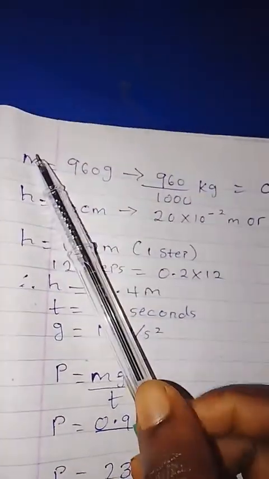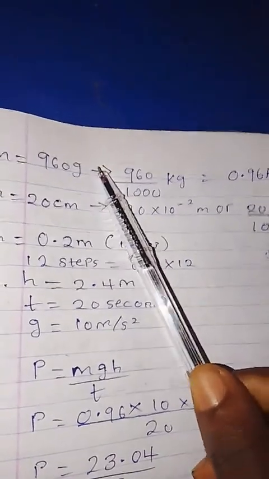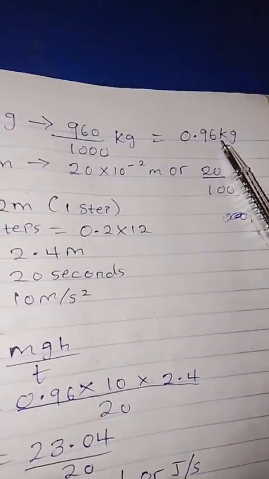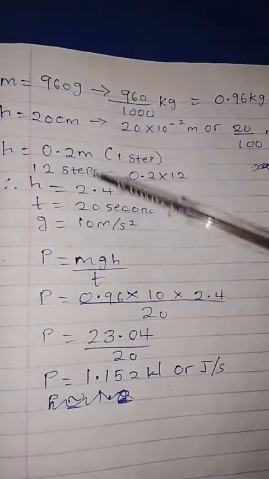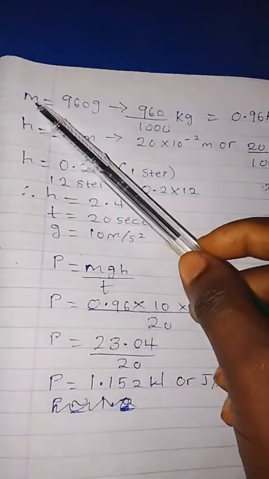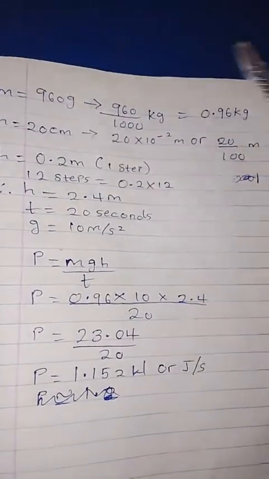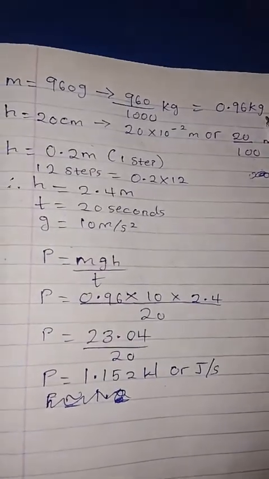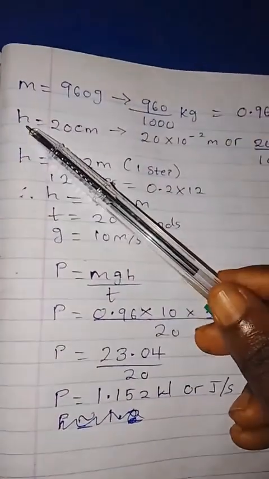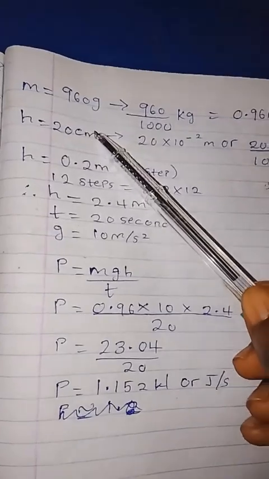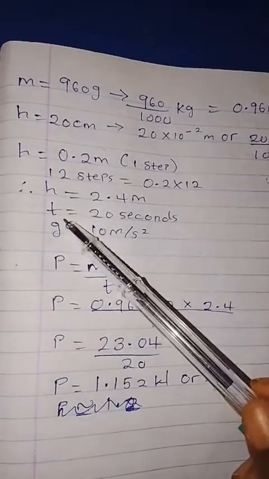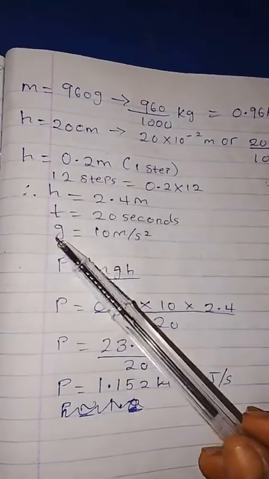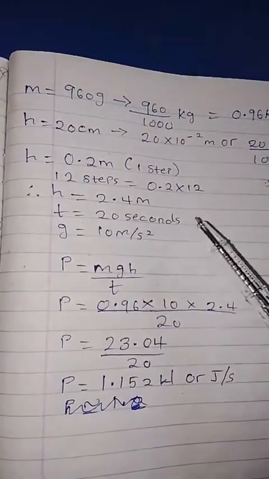Now our mass is no longer 960 gram but 0.96 kg. So these are all our parameters now. Also our height is no longer 20 centimeter but 2.4 meter. Then our time is 20 seconds and our gravity is 10 meter per second square.